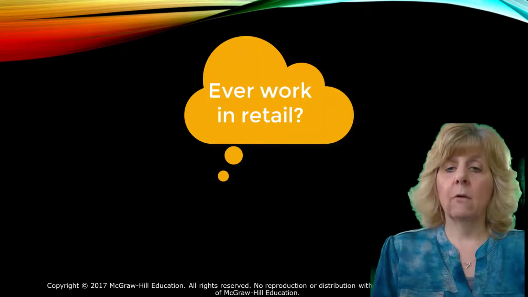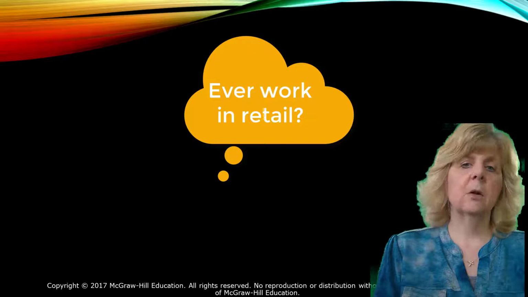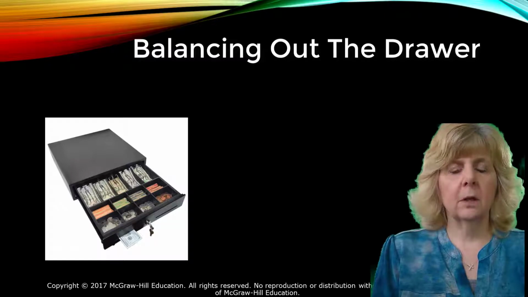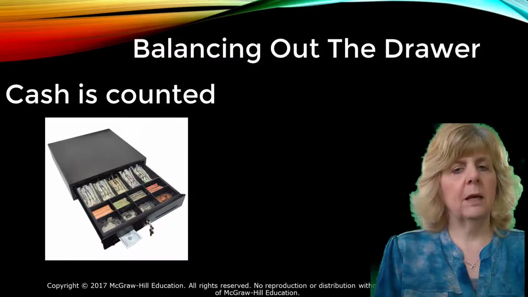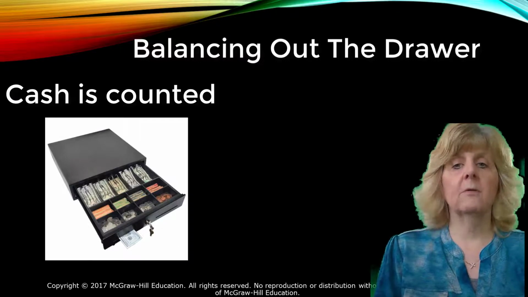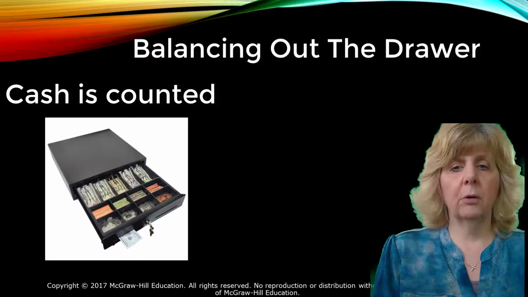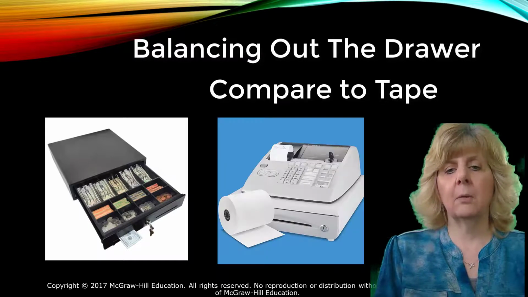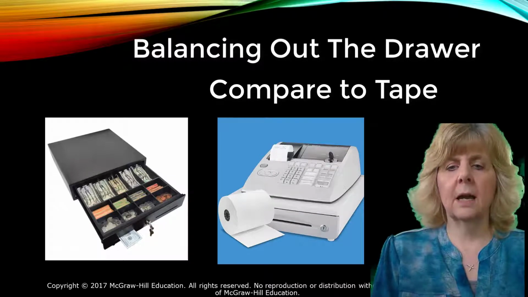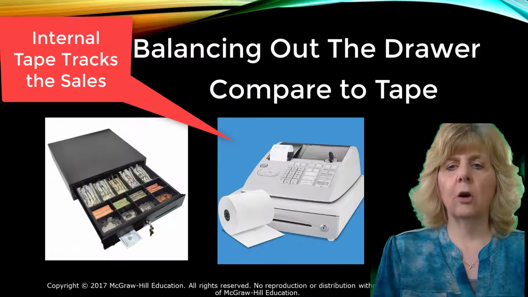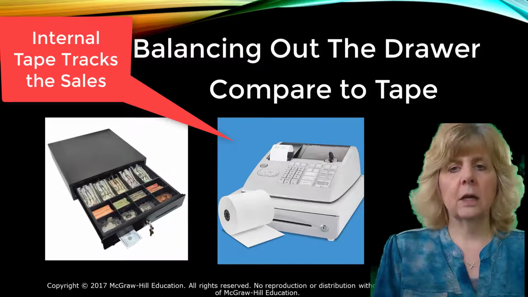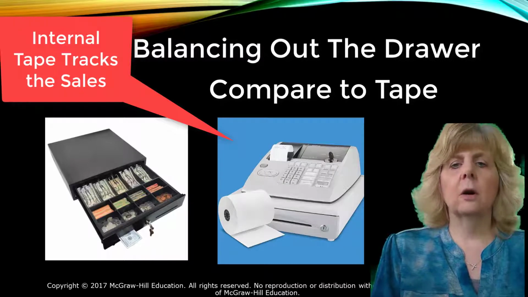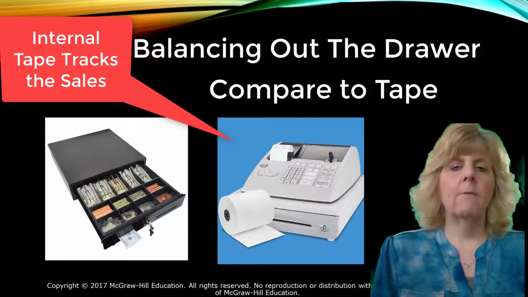So if any of you have ever worked in retail, you've probably had the experience of balancing out your drawer. What that means is at the end of your shift, you count your cash drawer. This could be in the presence of a supervisor or possibly in front of a camera, or maybe even both. And you measure that drawer's contents against the cash register tape. Inside the cash register is a tape that is keeping track of all the sales electronically. So just like you or I would get a receipt if we went through a drive-through, inside the store is another type of receipt being rung up for each sale.